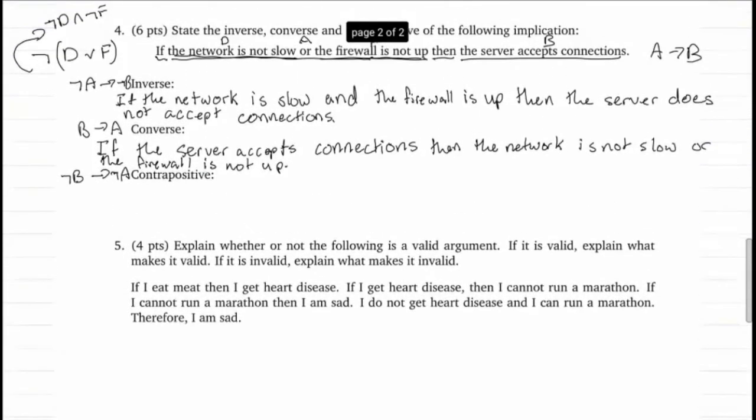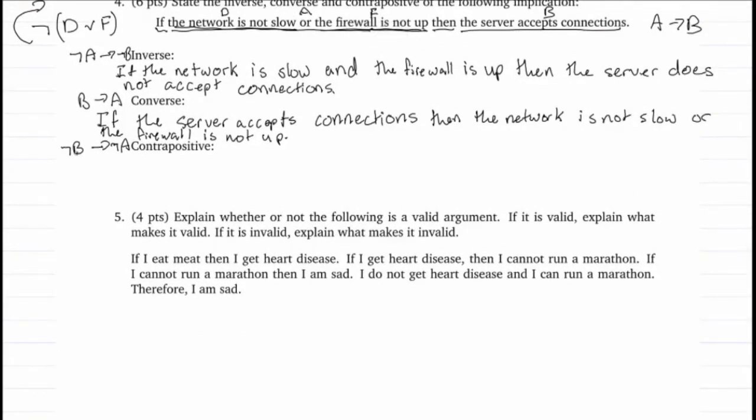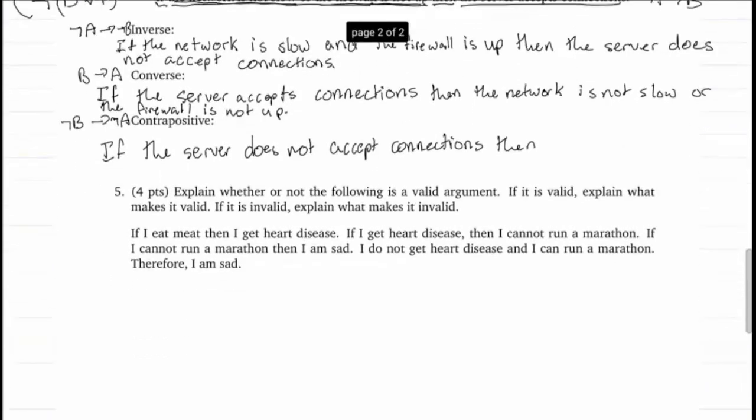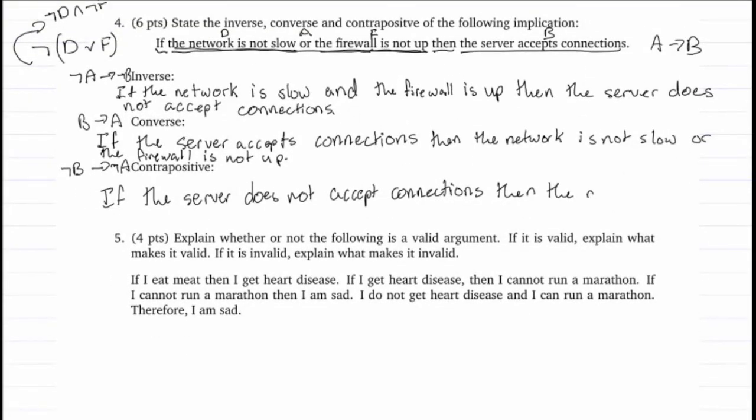Now let's finally look at the contrapositive. The contrapositive asks for not B implies not A. We know that not B is: if the server does not accept connections, then, looking at the not A, which is exactly the same as the earlier one, the network is slow and the firewall is up. Cool, and that's how you do question 4.